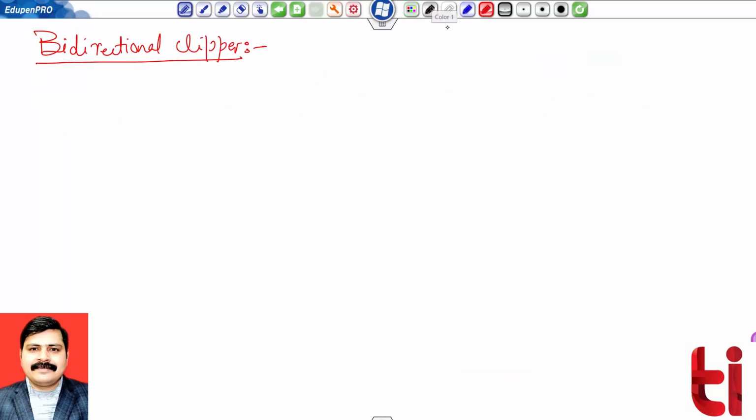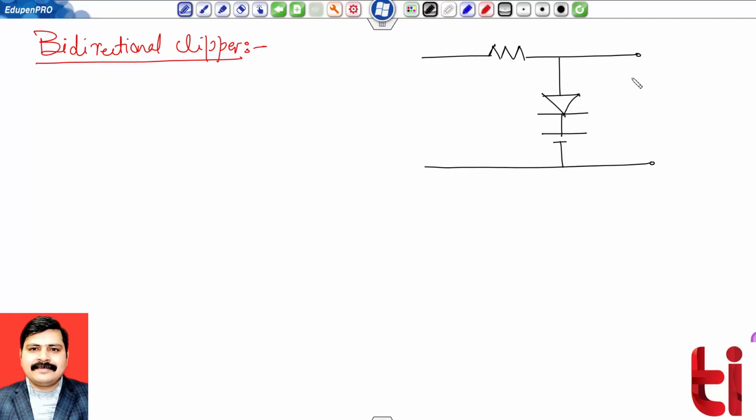So let me draw the circuit diagram first for the bidirectional clipper. As the name suggests, bidirectional means clipping has to be done in both the half cycles, the positive half cycle as well as the negative half cycle. So we will use two diodes for simplicity over here. We will assume that my diodes are ideal, and measure the output across here.